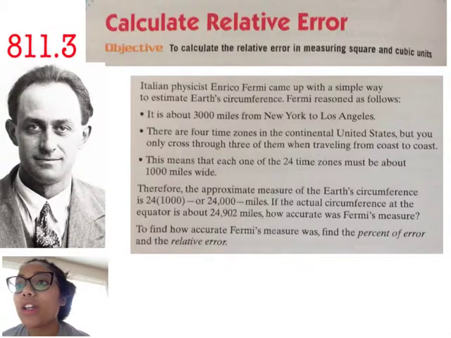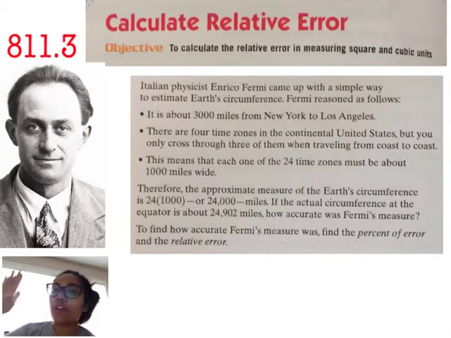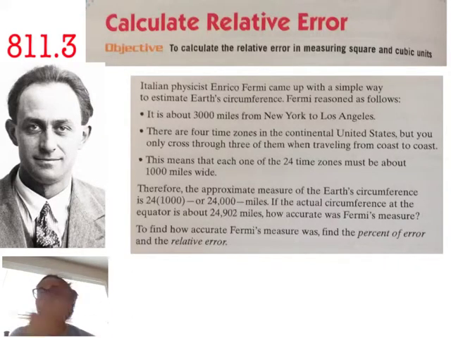Italian physicist Enrico Fermi came up with a simple way to estimate Earth's circumference. And circumference is around the Earth. So Fermi reasoned as follows. It is about 3,000 miles from New York to Los Angeles. There are 4 time zones in the continental United States, but you only cross through 3 of them when traveling from coast to coast. This means that each one of the 24 time zones must be about 1,000 miles wide. Therefore, the approximate measure of the Earth's circumference is 24 times 1,000, or 24,000 miles.